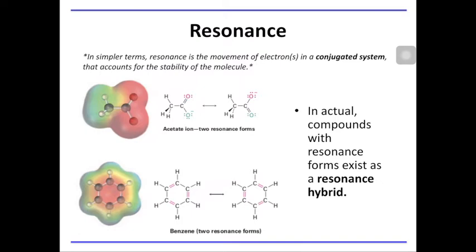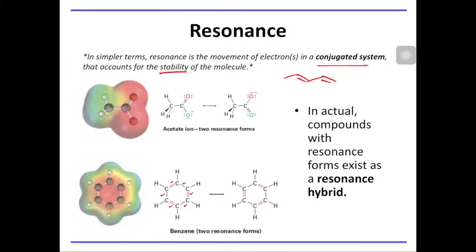By the way, what is resonance? In simpler terms, resonance is the movement of electrons in a conjugated system, and this movement accounts for the stability of the molecule. Okay, what does a conjugated system mean? A conjugated system has alternating single and double bonds. This one is a conjugated system, and electrons are said to be moving around a conjugated system. Also, in the context of benzene, it has alternating double and single bonds. Double, single, double, single, double, single. Molecules having a resonance form are said to be stable.